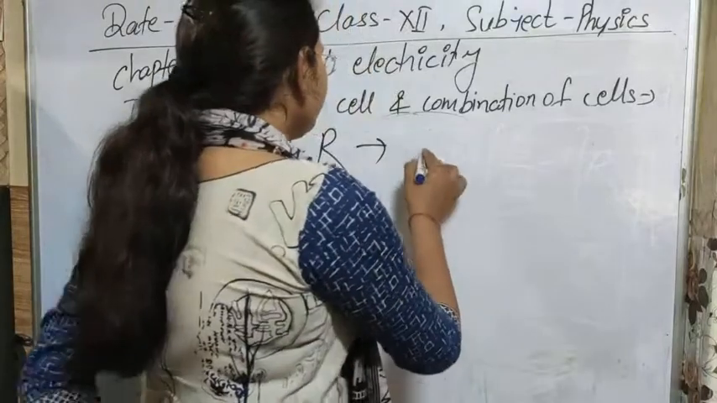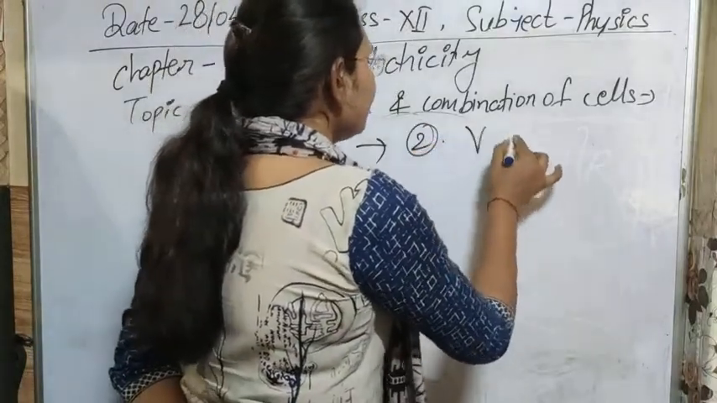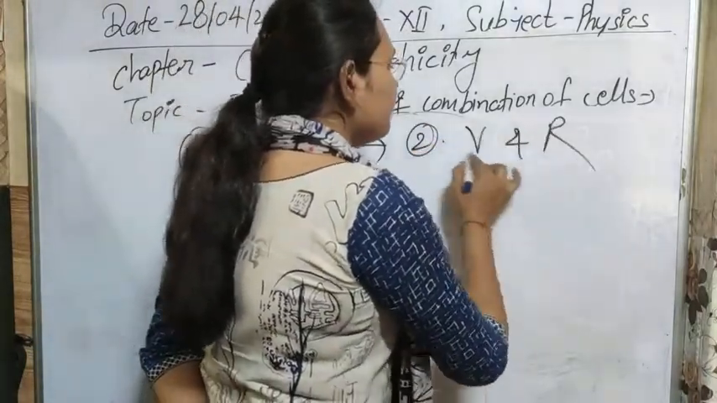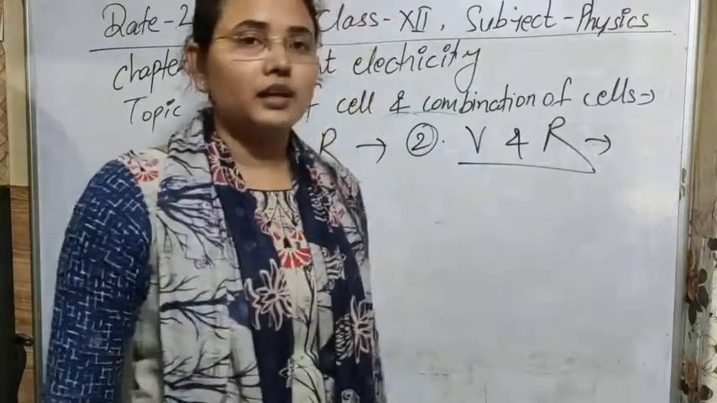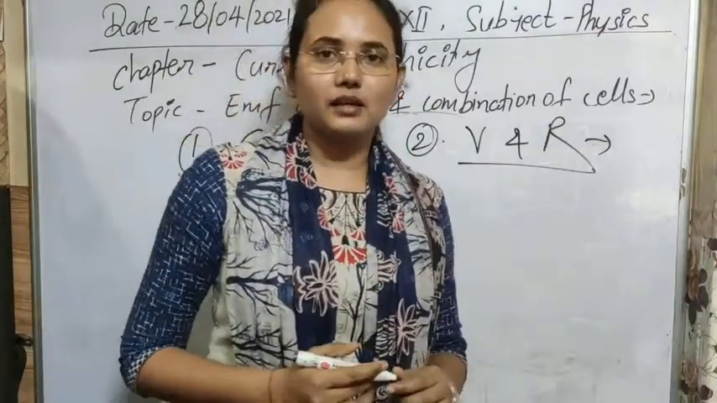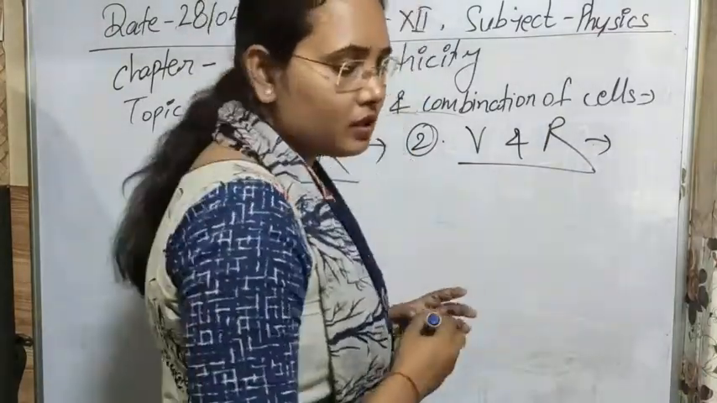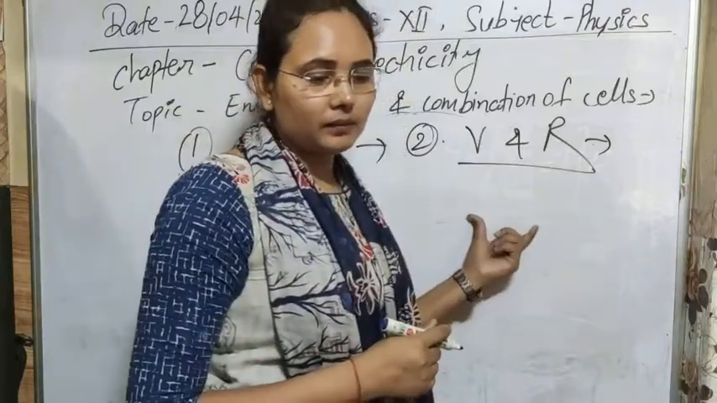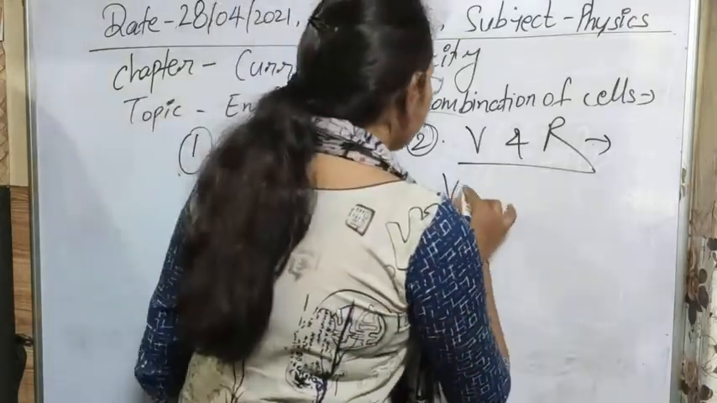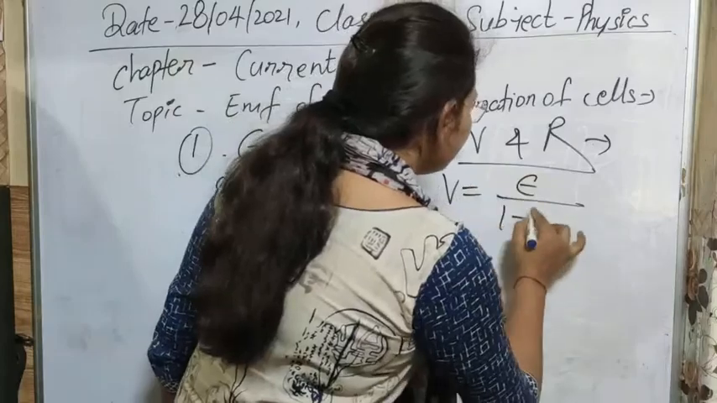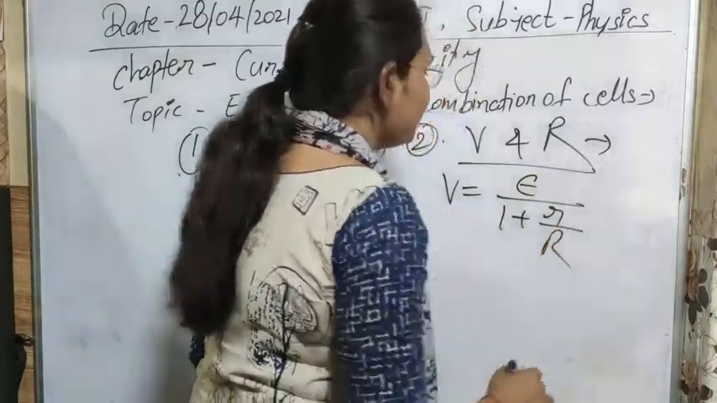Second thing: what will be the graph between V and R, terminal potential and external resistance? Just now I wrote the expression, and from here it is 1 upon 1 plus small r by capital R.